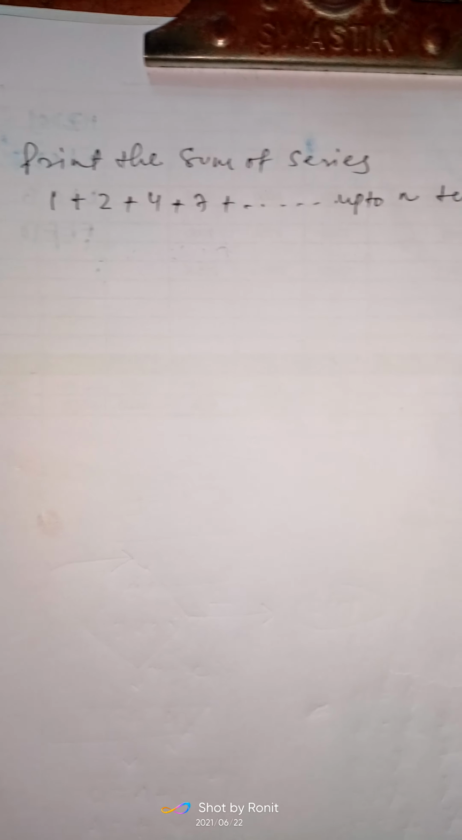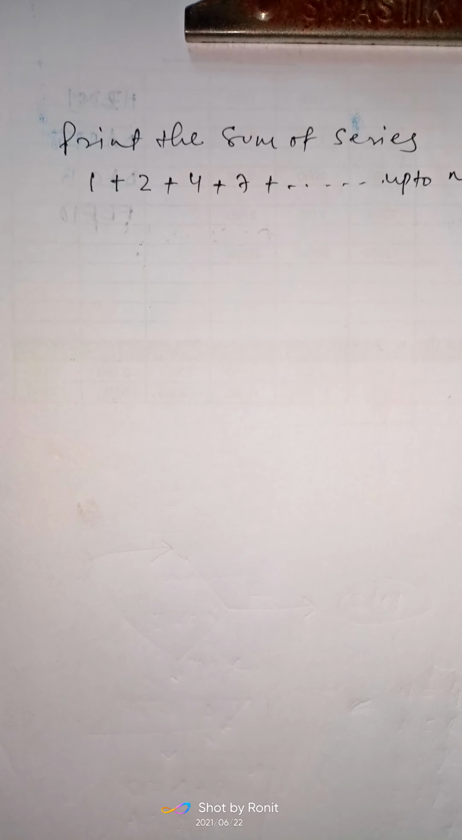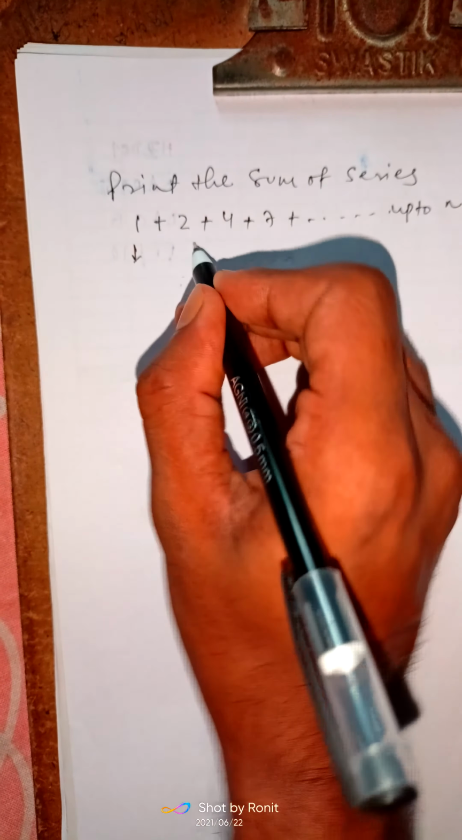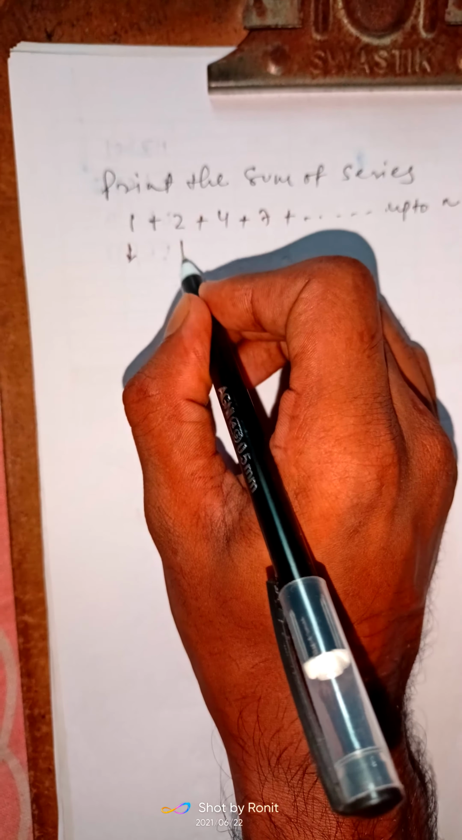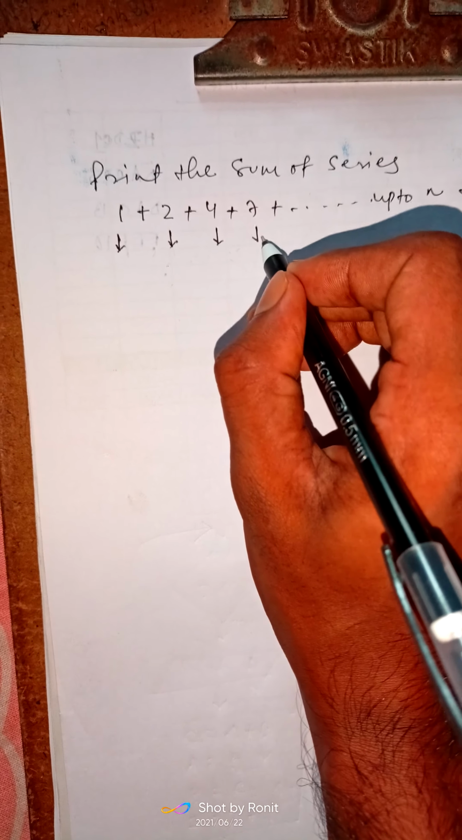Find the sum of the given series. So the series is 1 plus 2 plus 4 plus 7 up to n terms. So what will be the logic of this series? We can see that our first term is 1, second term is 2, third term is 4, fourth term is 7.